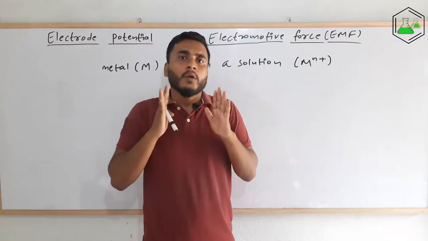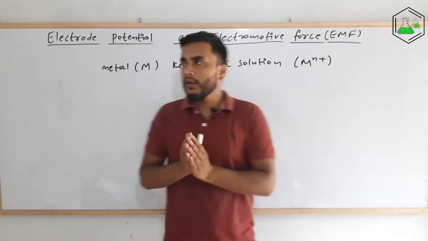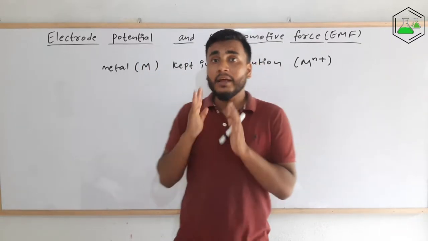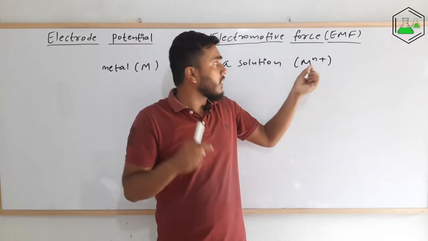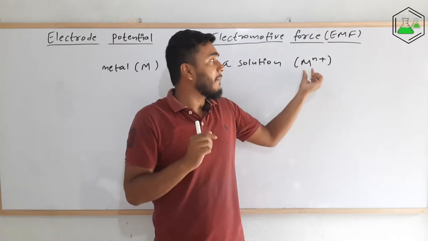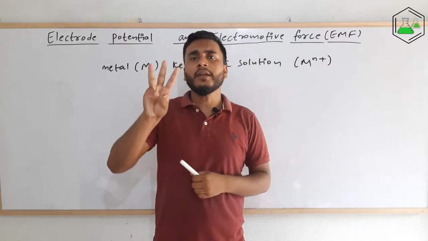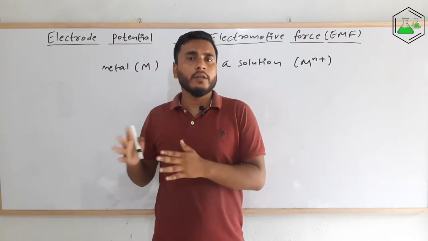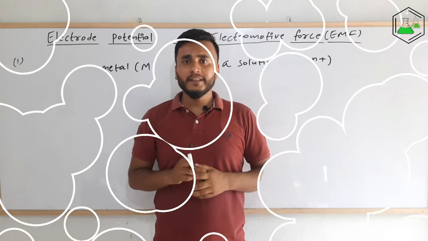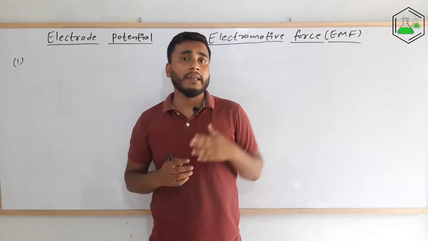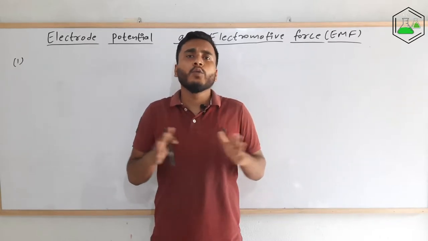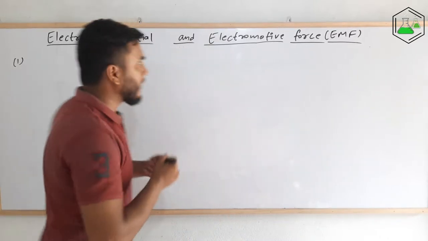So we are considering a redox reaction in which there is a metal M, that is the electrode, kept in a solution containing its own ion Mn+. Then there are three cases. Let us discuss all those cases one by one. In the first case, the metal M collides with Mn+, that is the metal ion, and they do not undergo any change.